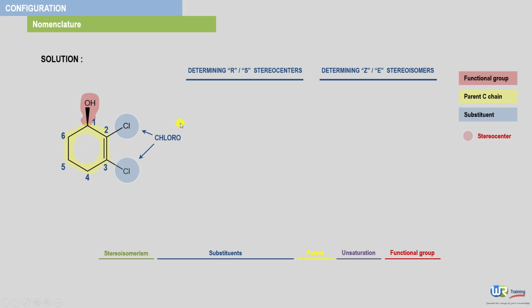Now let's determine the stereocenters and their configuration. In this case, we have only one stereocenter, located here. It is connected to 4 different groups: the hydroxide group, this group here, this group here, and of course the hidden hydrogen. Now we assign priorities based on atomic number. Oxygen has the highest atomic number, so it will be given priority number 1. Hydrogen is the smallest atom, so it will always get priority number 4.